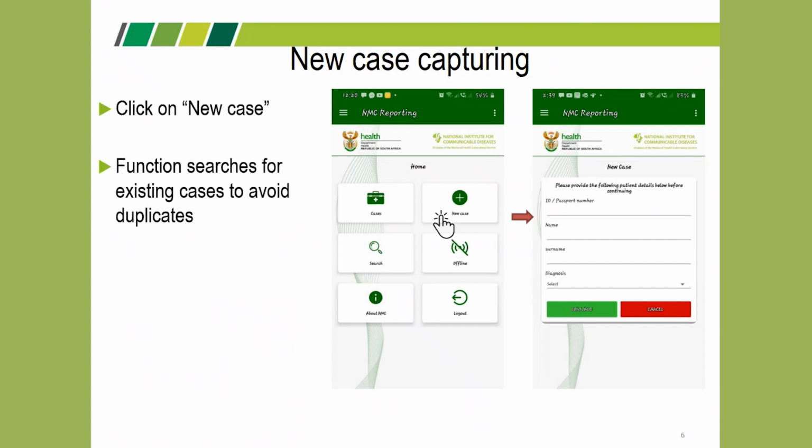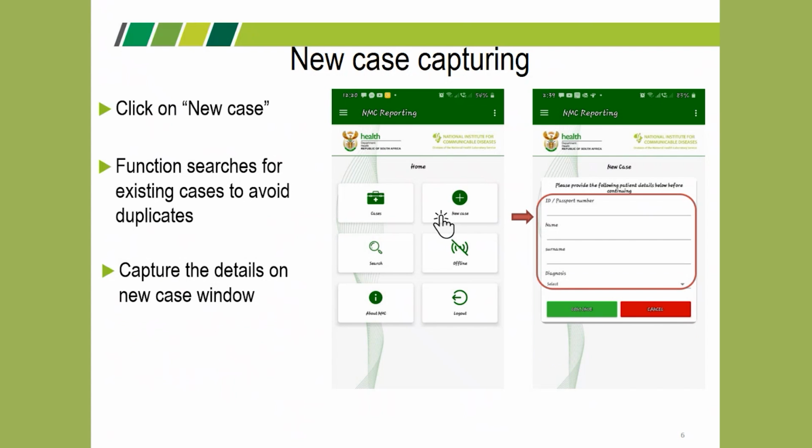Function searches for existing cases to avoid any duplicates. So you can search your patient by name or surname, or name and surname, or you can search by the ID number if you have an ID number. Now, if you do not find your patient, you can continue to put in your diagnosis or the NMC that you are capturing today. So it does not have to be a confirmed case. Remember, you can also put in your suspected cases.